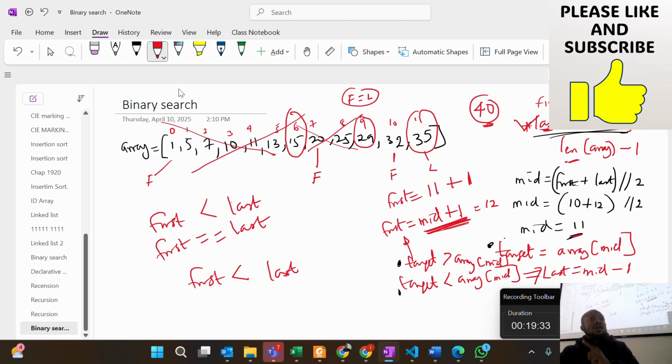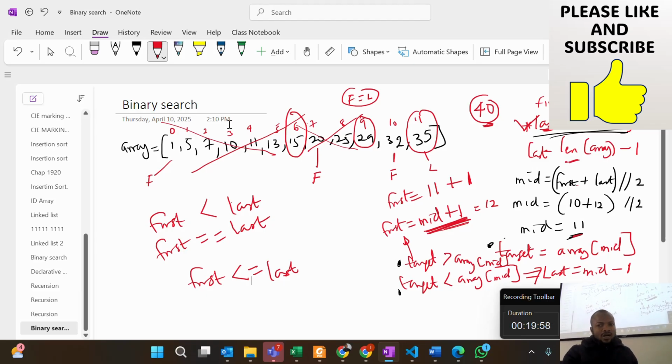So we have to write that the condition is first less than last, because first should not be equal to last. If first is equal to last at the right hand side, it gives index out of range. But if you have used length of the array minus 1 as your last, yes, you can use first less than or equal to last. Is that understood? Yeah.